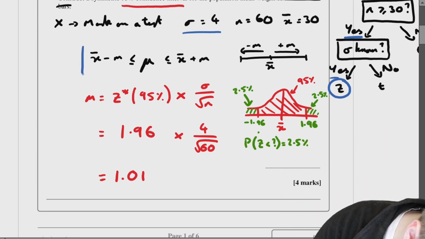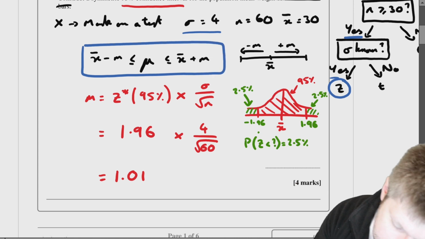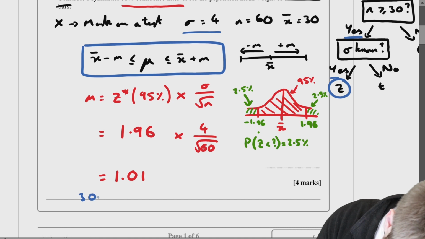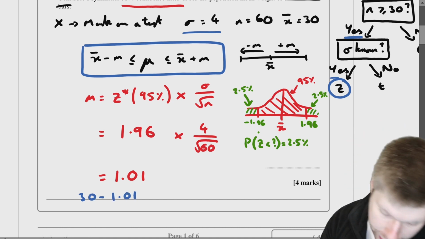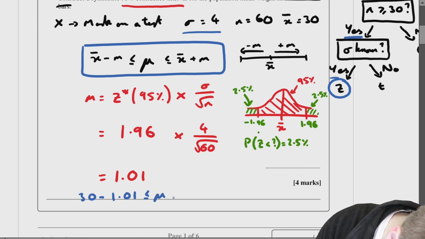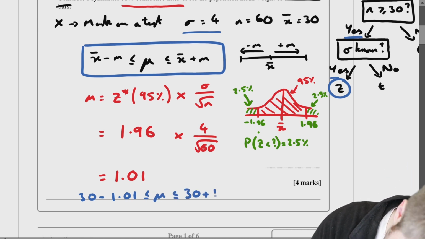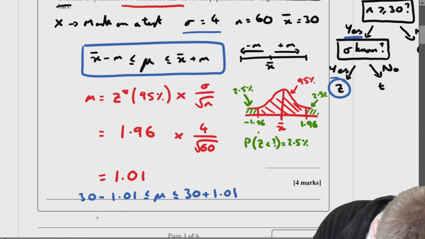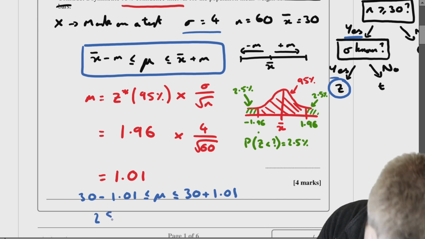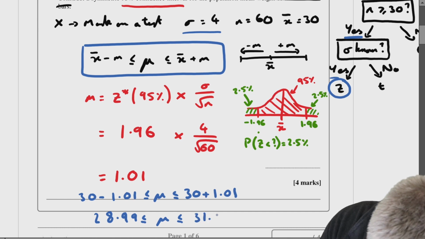So if I use this inequality then and say, okay, the lower bound is going to be x bar, which is 30, take away my margin of error, which I've just calculated as 1.01, okay? And then my upper bound, so mu can lie anywhere up to 30 plus 1.01. So if I actually just calculate those values, my lower bound, my lower threshold, if you like, is 28.99. And my upper threshold for my true population mean is 31.01.